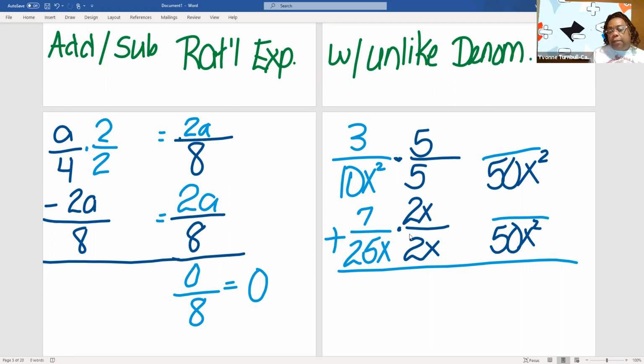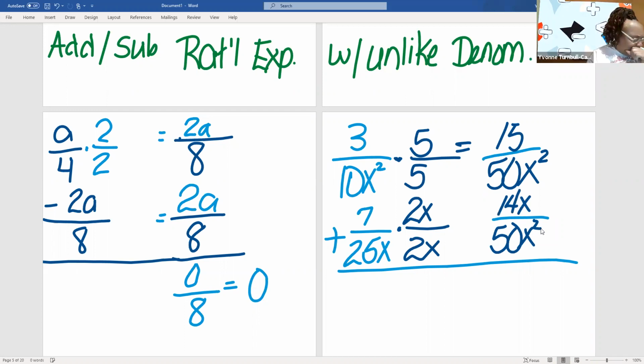Where are we? 10 times 5 is 50. And because there's no x here, my x squared just comes over as part of my LCD. 25 times 2 is 50. X times x is x squared, so I know I have done that correctly. So now we need some new numerators. 5 times 3 is 15. 7 times 2 is 14x.